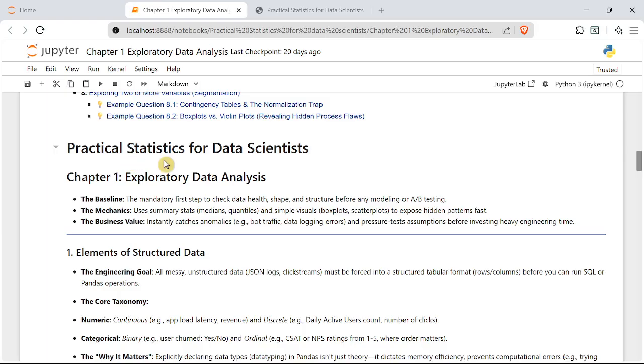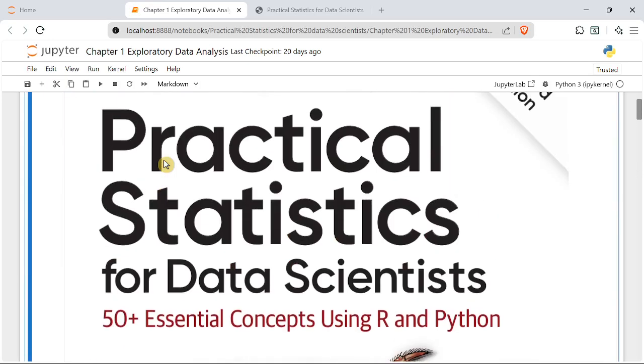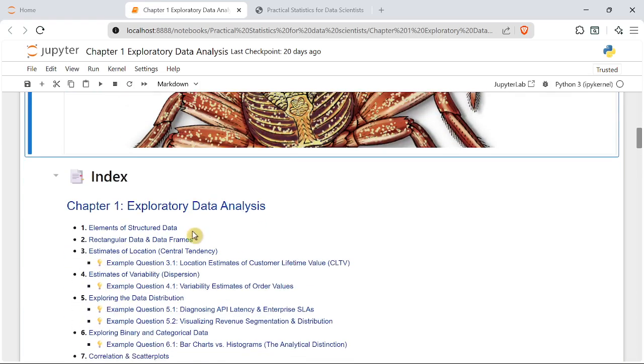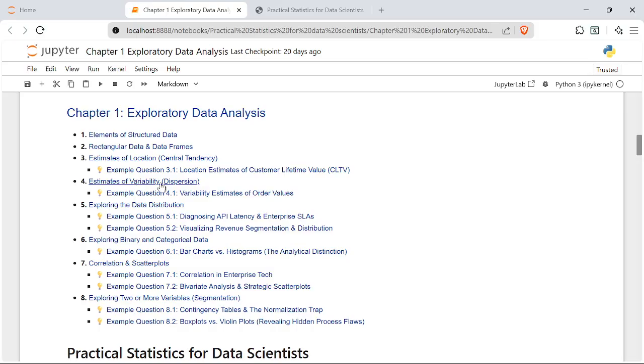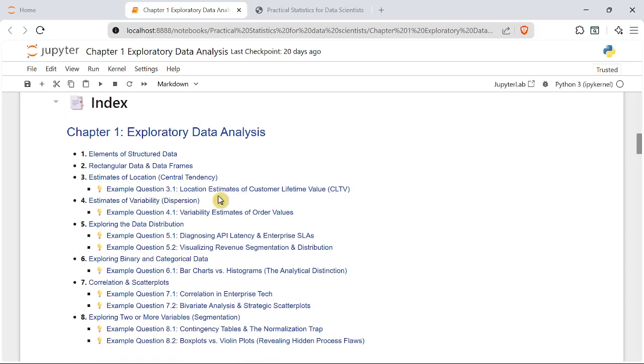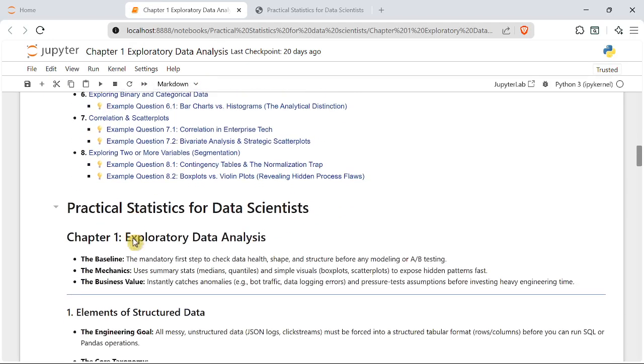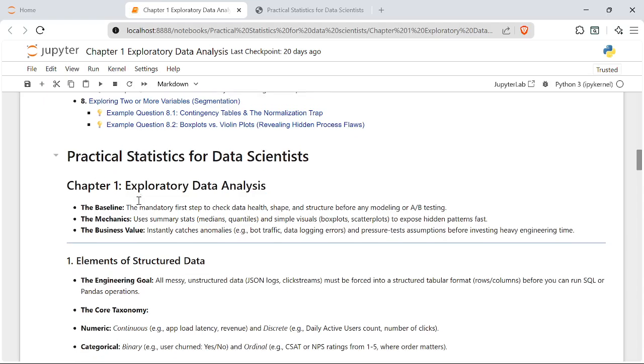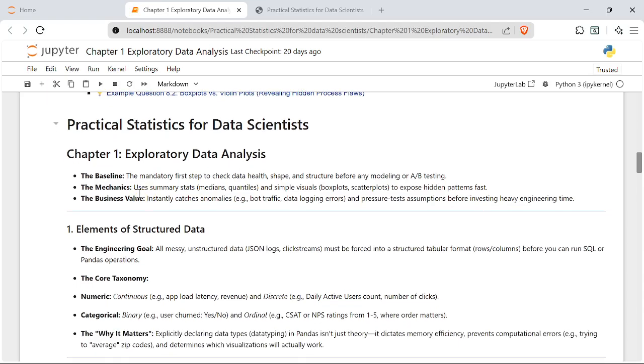Practical Statistics for Data Scientists. So here is the index as well. I will provide this Jupyter notebook on my GitHub as well, whose link will be in the description below. So let's start with chapter 1, exploratory data analysis.